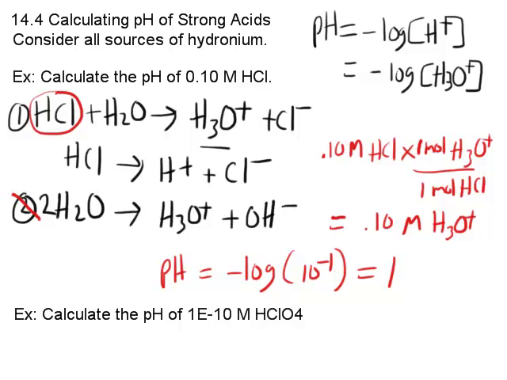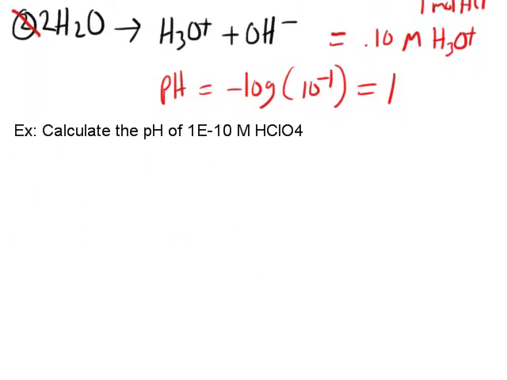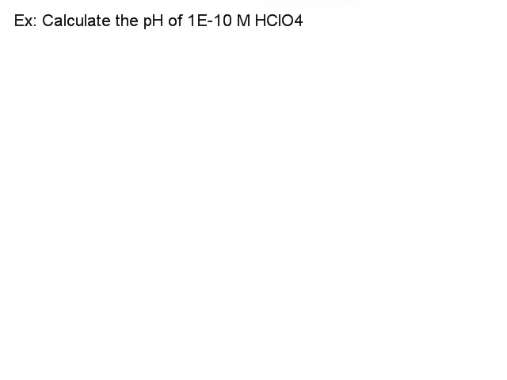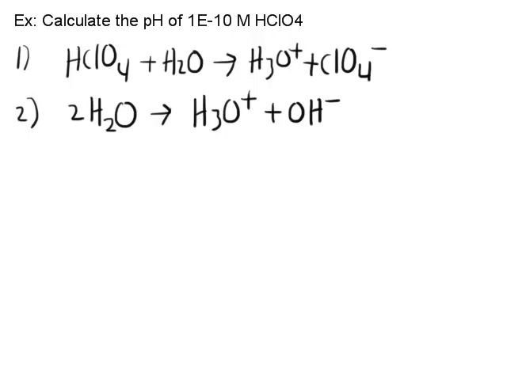Let's do another example. Calculate the pH of 1 times 10 to the negative 10th molar HClO4. Well, in this case, we know that there's still several sources of H+ or hydronium. So go ahead and pause the video and think of your sources. So you should have said, again, the strong acid, perchloric acid, so it'll break apart all the way. And then you have water also that's breaking apart into hydronium. So two sources of hydronium.